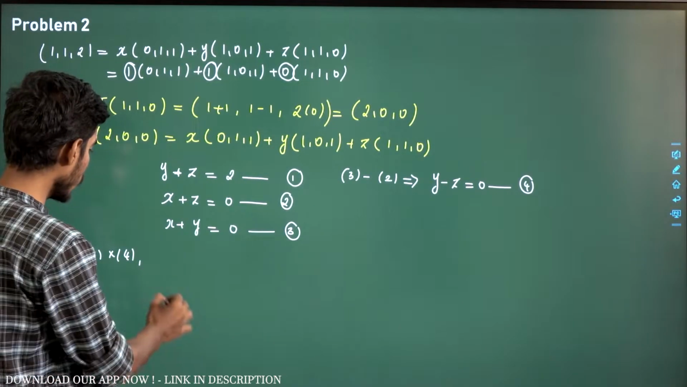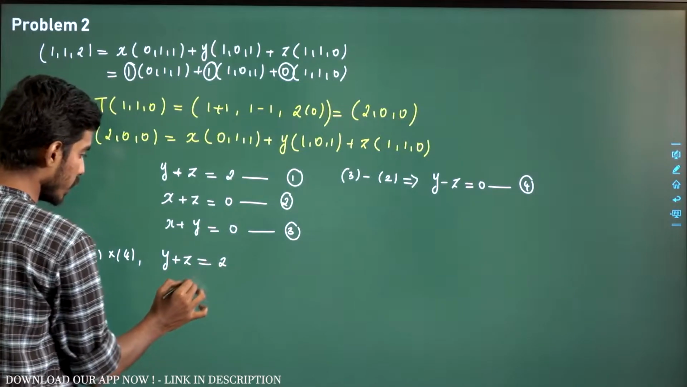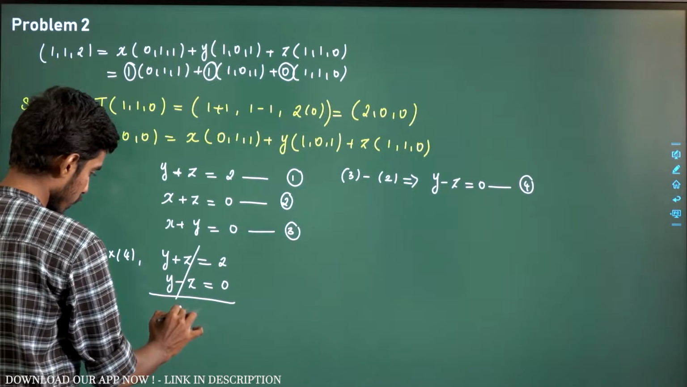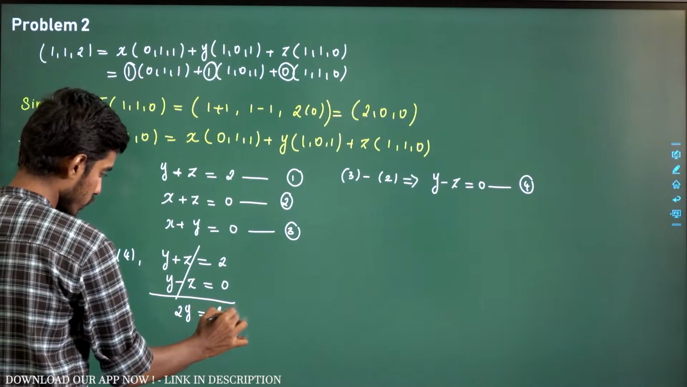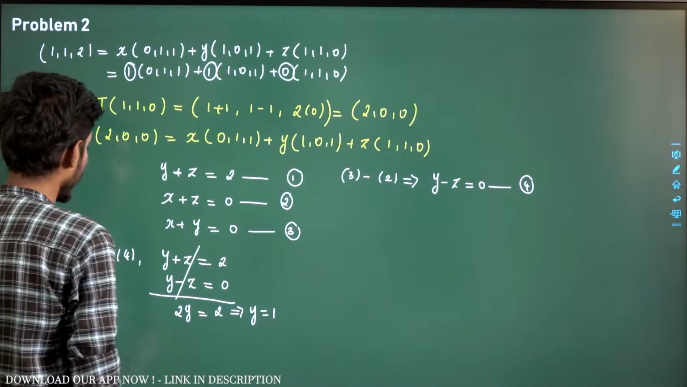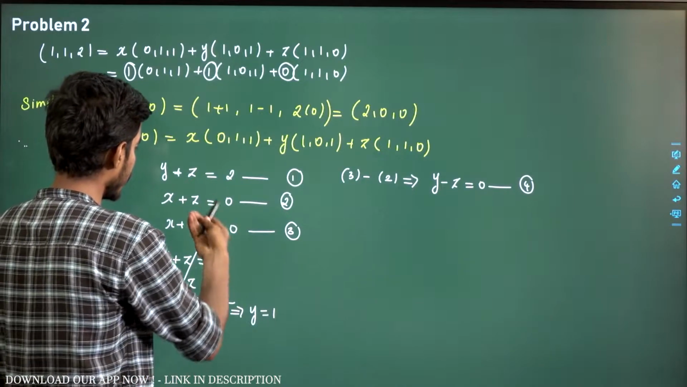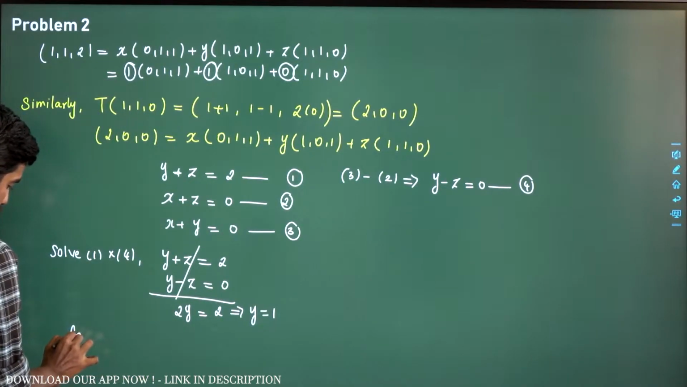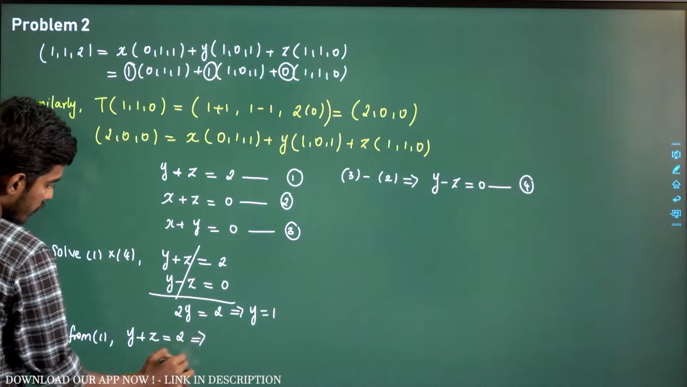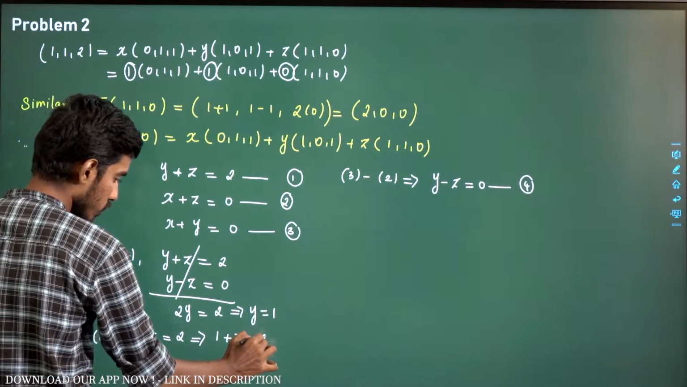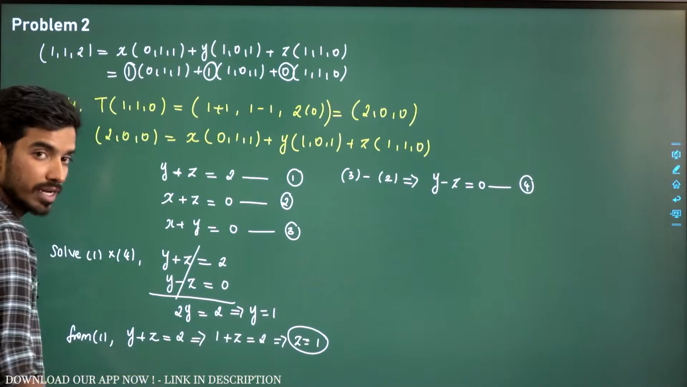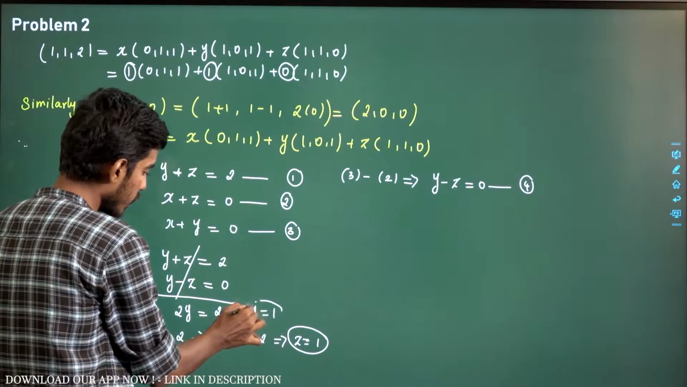Now if you solve 1 and 4, we have y plus z equal to 2 and y minus z equal to 0. So z will get cancelled, and we have 2y is equal to 2. This implies y is equal to 1, right? Now substitute this y back in equation number 1. From 1, we have y plus z equal to 2. So y is 1, so 1 plus z is equal to 2. This implies z is equal to 1, right? If you bring this 1 to that side, we have 2 minus 1 is 1. And we know y and we know z.